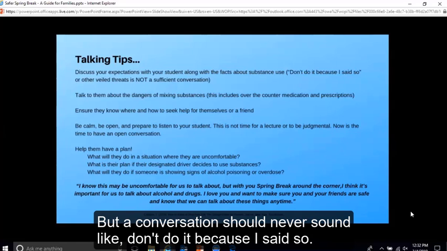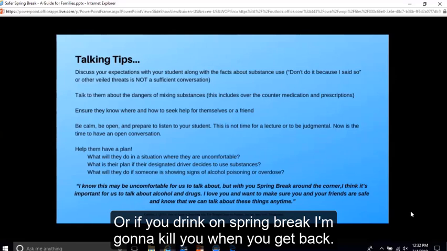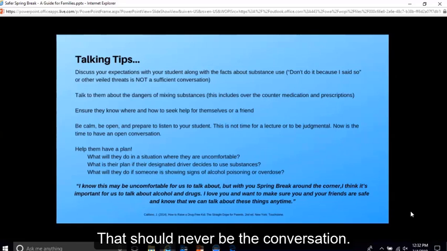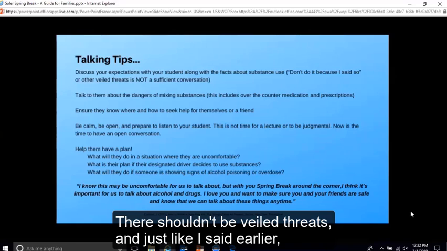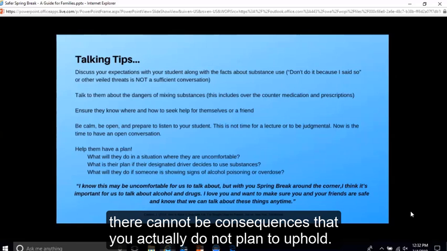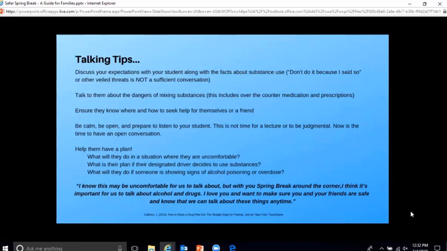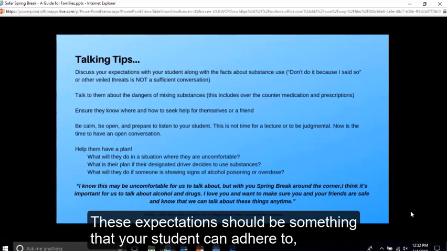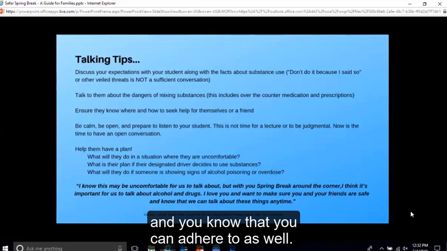But a conversation should never sound like, don't do it because I said so, or if you drink on spring break, I'm going to kill you when you get back. Those should never be the conversation. There shouldn't be veiled threats. And just like I said earlier, there cannot be consequences that you actually do not plan to uphold. These expectations should be something that your student can adhere to, and you know that you can adhere to as well.